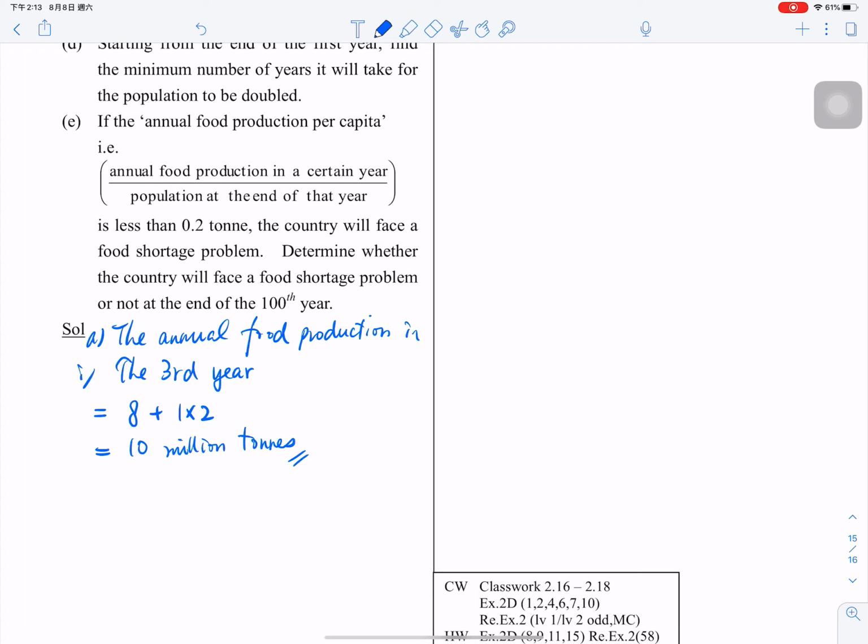Okay, how about part 2, A2, the nth year? This one, the nth year, 8 as the first term, and n minus 1 times 1, right? So at the end, 7 plus n million tons. Okay, so part A finish.